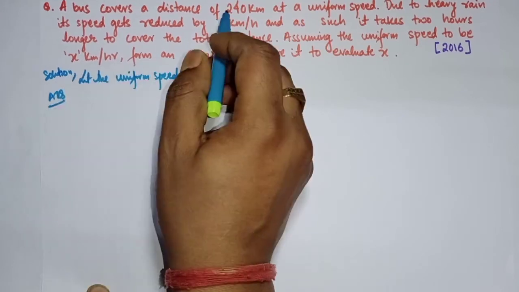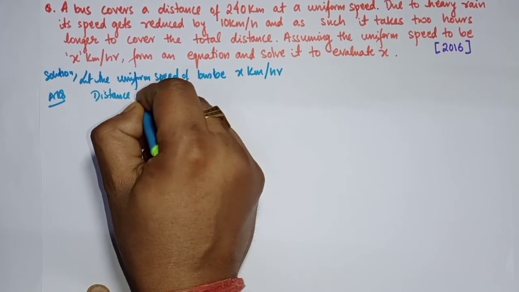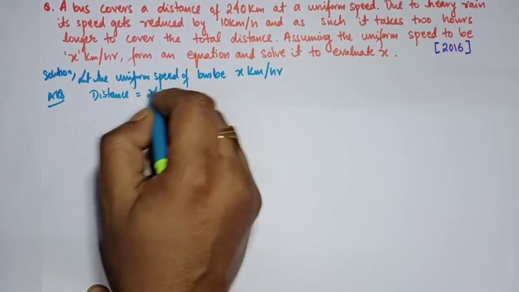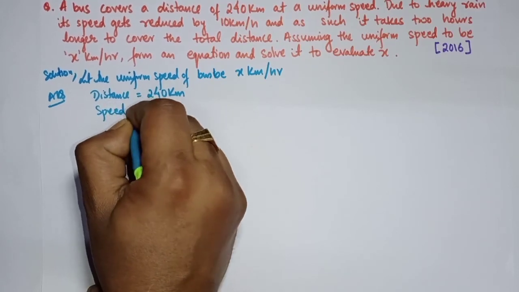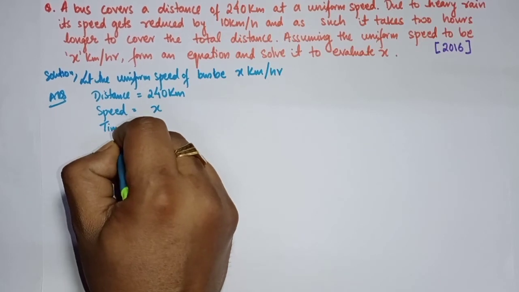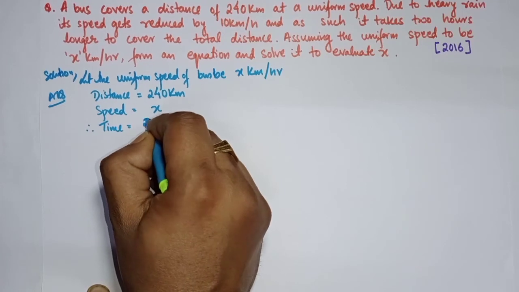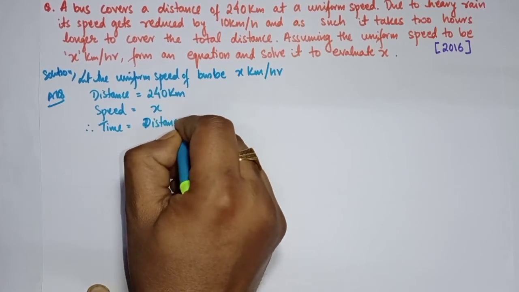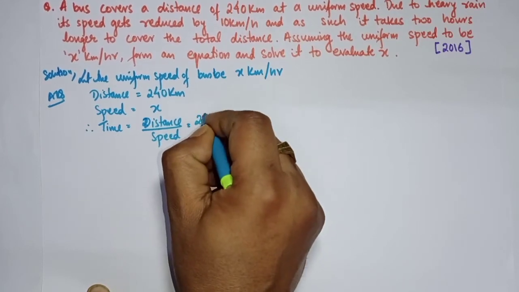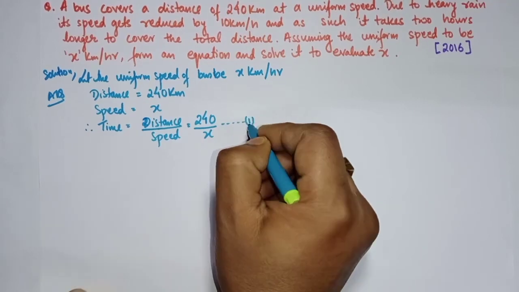What is given is the distance. So how much is the distance? The distance is 240 kilometer, and the speed is x. Everyone knows the formula for time: time equals distance upon speed, d upon s. So what will I get? 240 upon x. I will take this as equation 1.